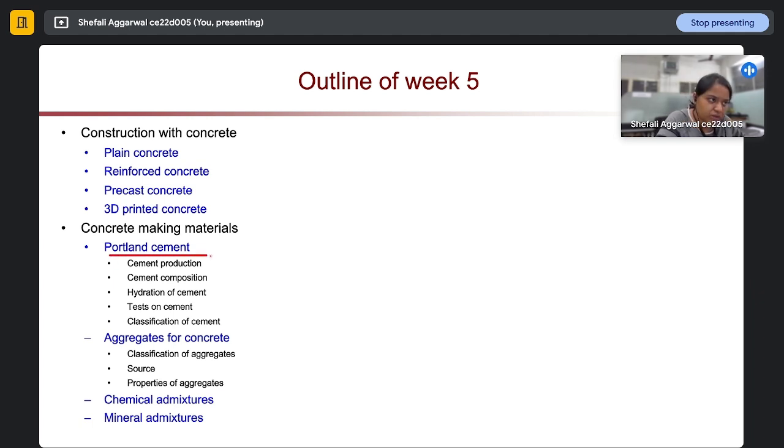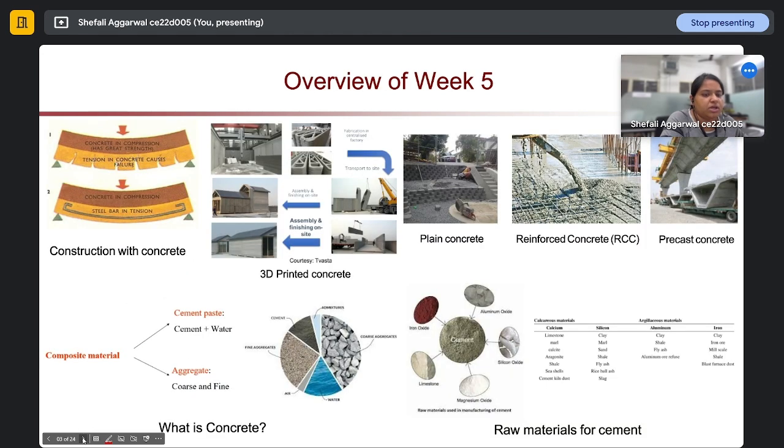So we have talked in depth about Portland cement, how cement is produced, what the composition of our cement is, the main hydration products, what different tests have to be done on cement, and how cement is classified based on the different code provisions. And then the next thing is aggregates. So what are the different classifications of aggregates in concrete, sources, properties, and then the chemical admixtures which are usually used in the concrete system. Mainly about the plain and reinforced concrete system and the mineral admixtures overview.